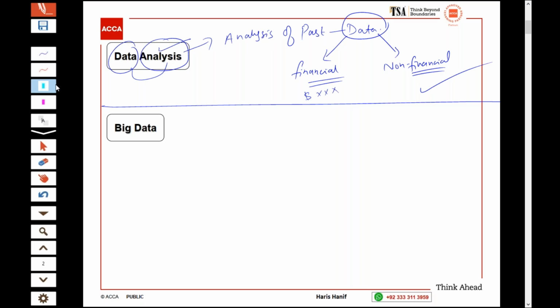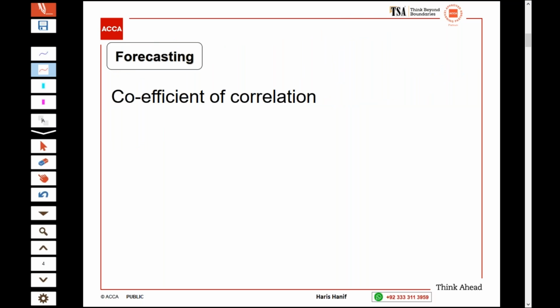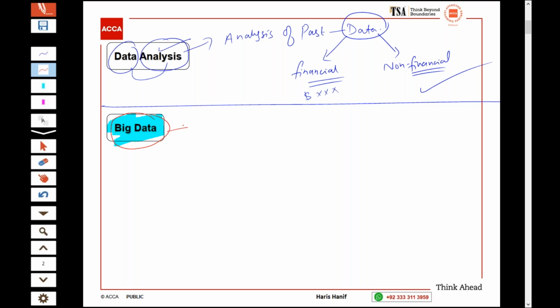Now there is a recently added topic in your syllabus, which is big data. What is big data? Big data is something which has the following three basic V's. Now you might be confused about what the three V's are. Number one is the volume.